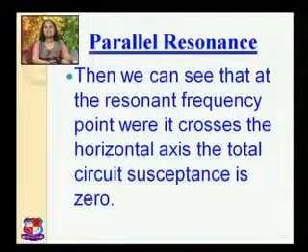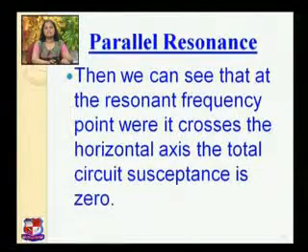Then we can say that at the resonant frequency point, where it crosses the horizontal axis, the total circuit susceptance is 0.